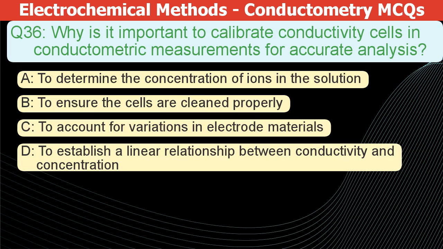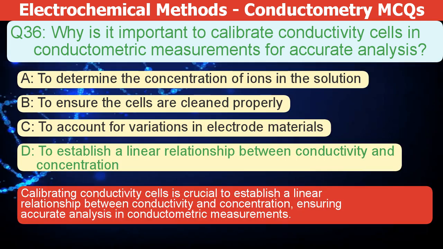Why is it important to calibrate conductivity cells in conductometric measurements for accurate analysis? A. To determine the concentration of ions in the solution. B. To ensure the cells are cleaned properly. C. To account for variations in electrode materials. D. To establish a linear relationship between conductivity and concentration. The correct answer is D. Calibrating conductivity cells is crucial to establish a linear relationship between conductivity and concentration, ensuring accurate analysis in conductometric measurements.